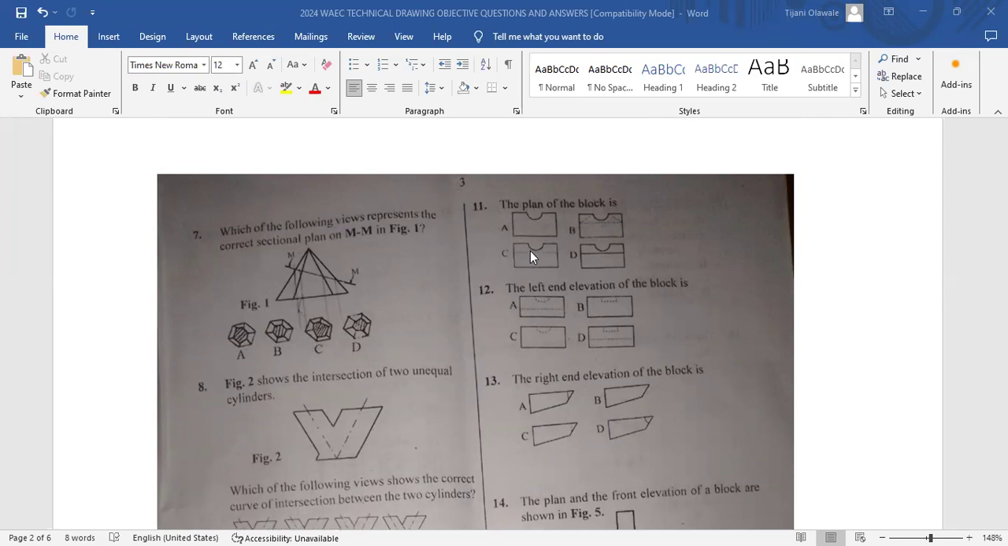Option C is the answer to the question. Now, question 12 says that the left-hand elevation of the block is... Looking at these options, I don't agree with the options given here.